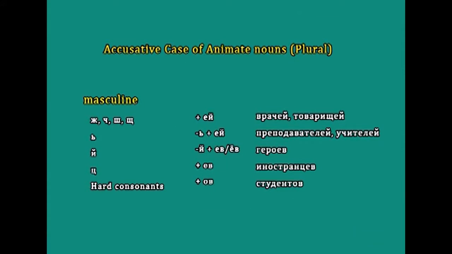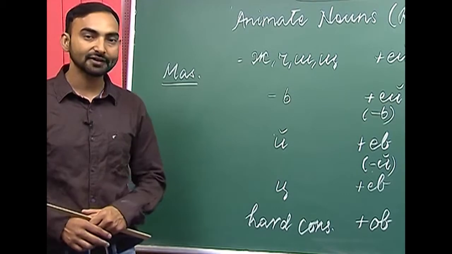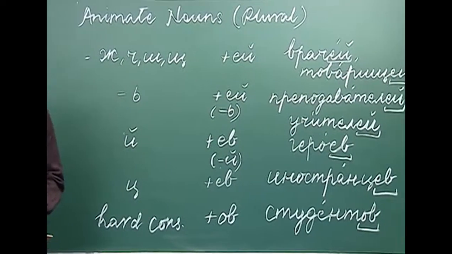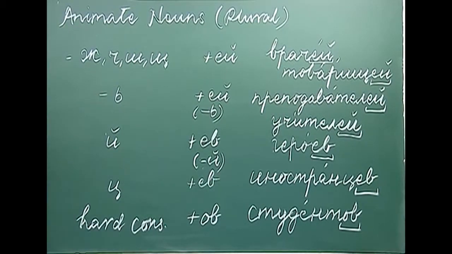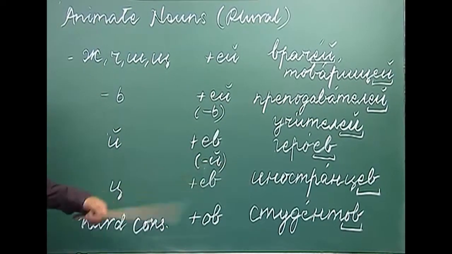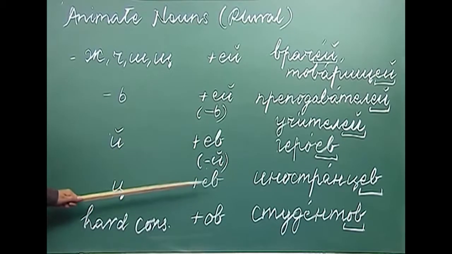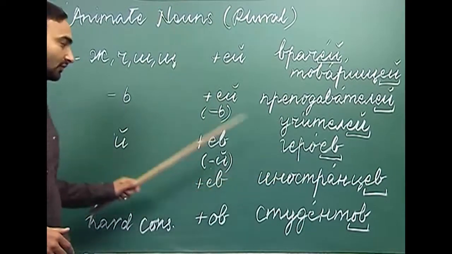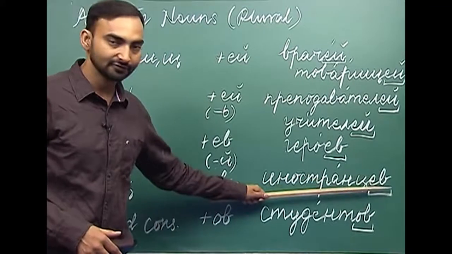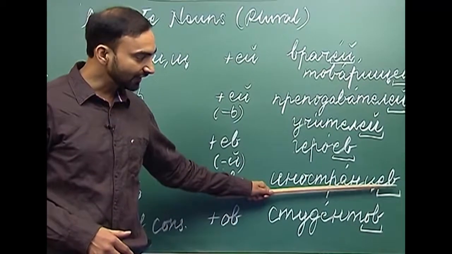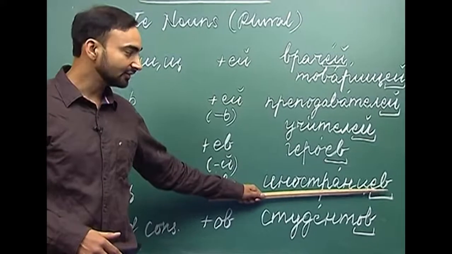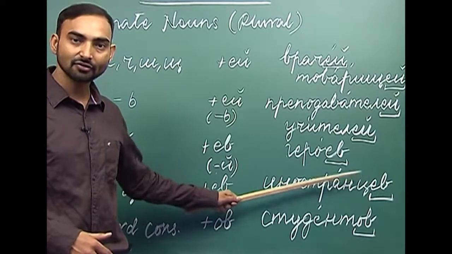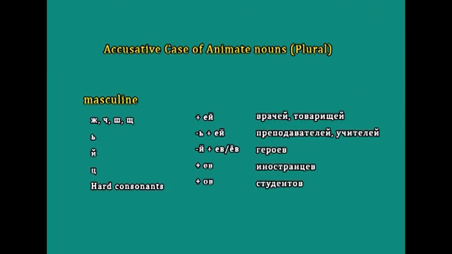The next ending is tse. If a noun ends with tse, for example, inastranets, inastranets is a foreigner. How do we make the accusative case form of inastranets, or a noun which ends with tse? We add ye and v at the end and we get the accusative case form. So, inastranets, inastransif. We are adding yef here and we are also dropping the ye before the last consonant. So, we get inastransif.